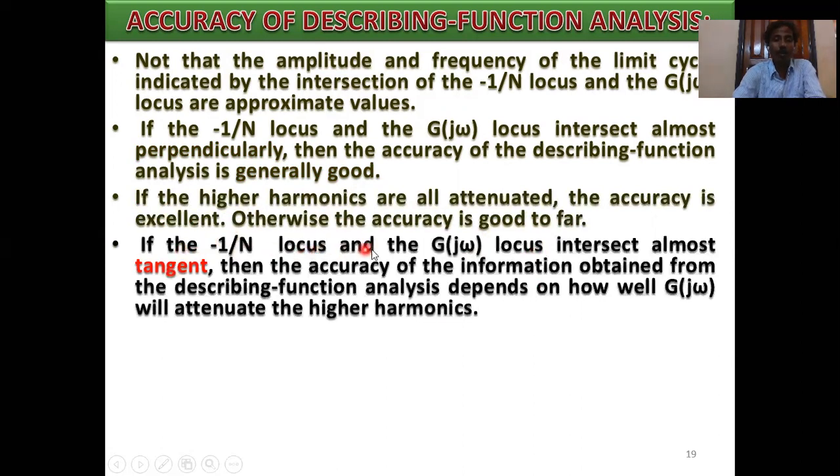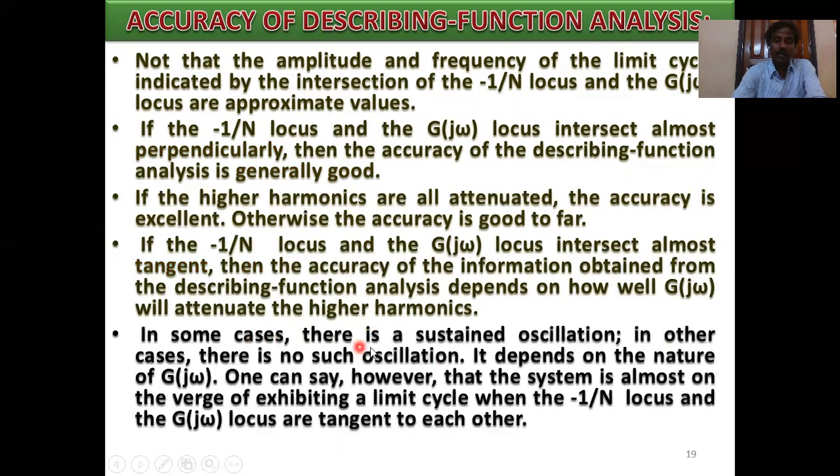If the -1/N locus and the z-omega locus intersect almost tangent, then the accuracy of the information obtained from the describing function analysis depends on how well z-omega will attenuate the higher harmonics. In some cases, there is a sustained oscillation. In other cases, there is no such oscillation. It depends on the nature of z-omega.